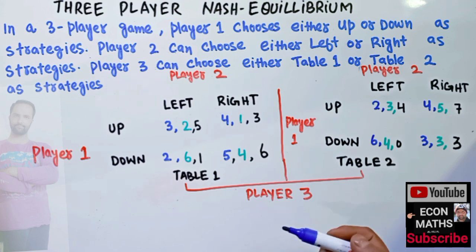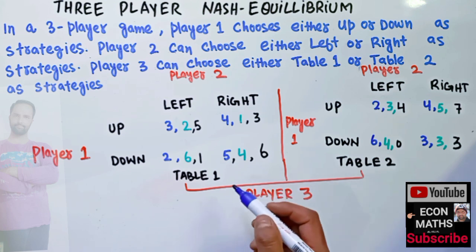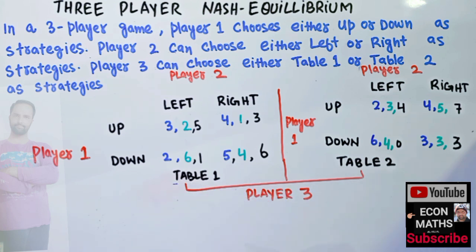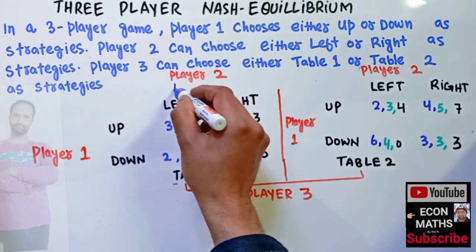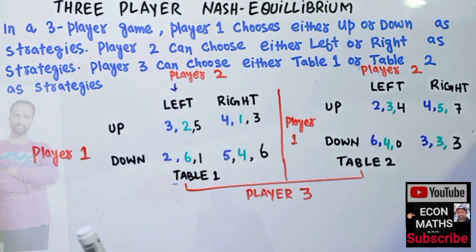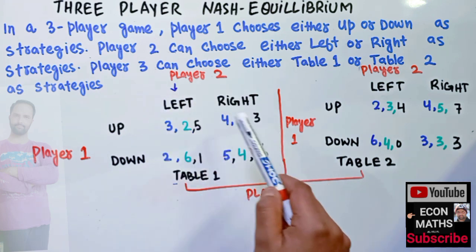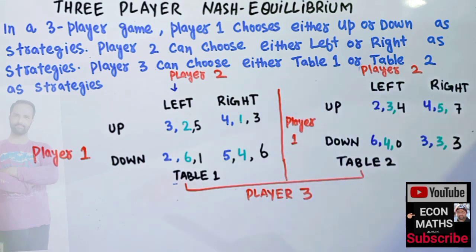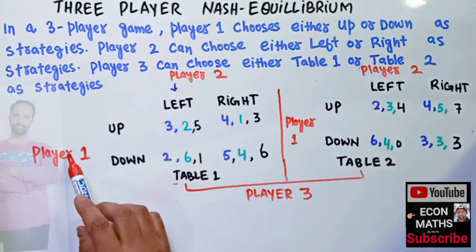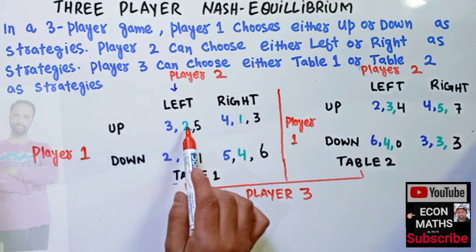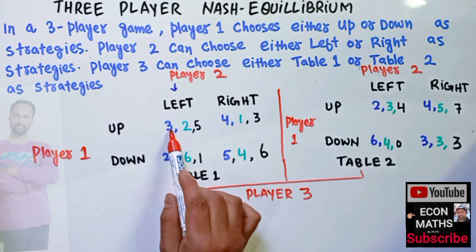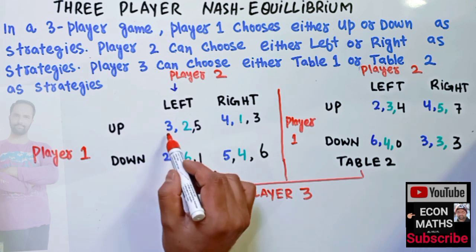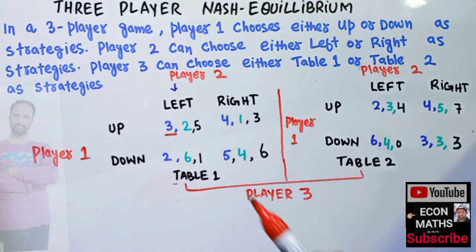Let us take the first profile: let us suppose player 3 chooses table 1, and player 2 chooses left. Then what are the options for player 1? Player 3 is choosing this table, player 2 is choosing left, so we have nothing to do with this second table here. Now player 1 has options either to go up or down. Up gives him 3 as payoff, down gives him 2 as payoff. Obviously he will choose 3. 3 is greater than 2.